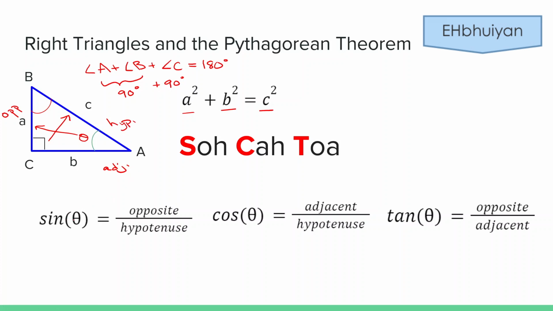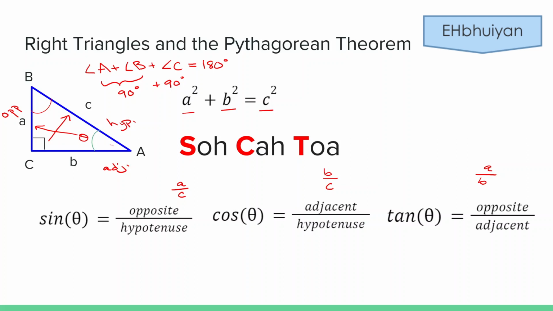The sine theta of this triangle is opposite over hypotenuse. So in other words, it will be A over C, and the cosine theta will be adjacent over the hypotenuse, so that will be B over C, and tangent theta will be opposite over adjacent, so that's A over B.